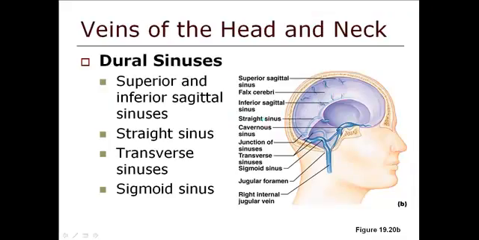So the dural sinuses, these drain the brain, basically. What I want you to know here, remember the jugular foramen in the base of the skull? It's the internal jugular that drains all of these dural sinuses. That's all I want you to know. Don't need to know any of those.